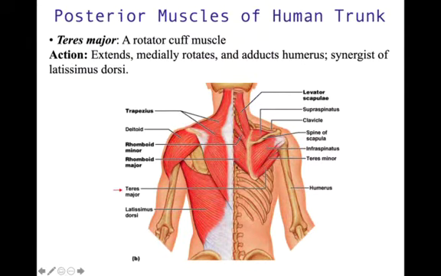All right, the teres major. I always describe it as looking like a slice of pie, a slice of pizza. This muscle right there is your teres major muscle. It's a rotator cuff muscle. It extends, medially rotates, and adducts the humerus, right? And it works together with the latissimus dorsi, which is this muscle here that we'll talk about later.